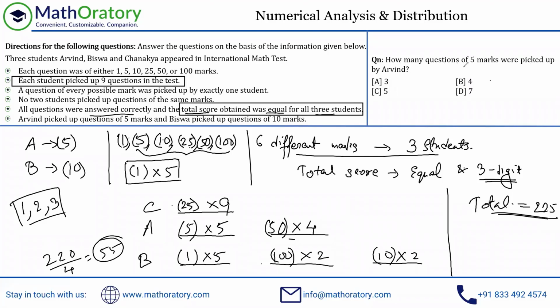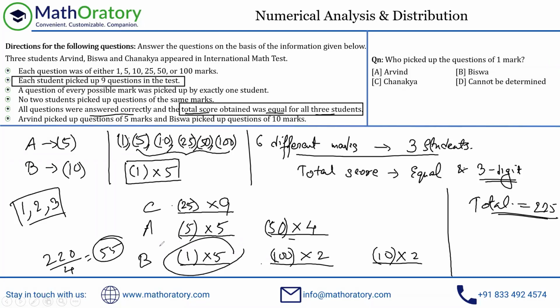This one is asking for how many questions of 5 marks were picked up by Arvind. So 5 marks, Arvind has picked up 5 questions. So that is option C. And we are looking for who picked up the questions of 1 mark. So the question of 1 mark was picked up by B. So that is Biswa.